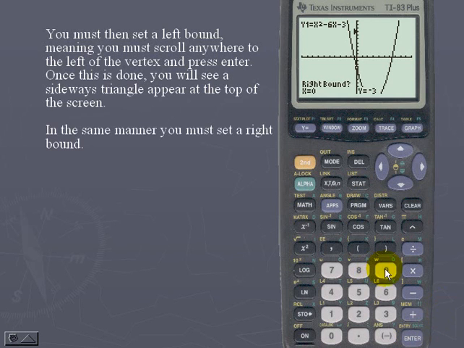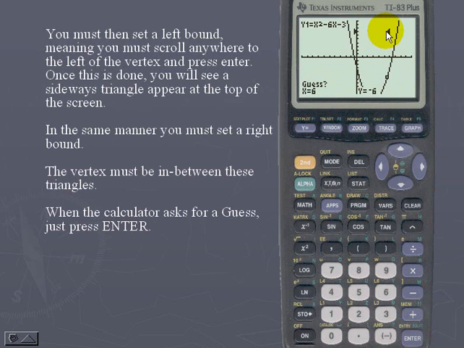We must now set a right bound in the same manner, and notice the sideways triangle. So it's asking for a right bound, so we're simply going to scroll to the right. I'm going to hold that down. Your x and y coordinates may not be the same as mine, but that's fine as long as you're to the right of your vertex. And we lock it in with enter. Notice the sideways triangle, and notice that our vertex should be in between the two sideways triangles. When the calculator asks for a guess, we simply hit enter.